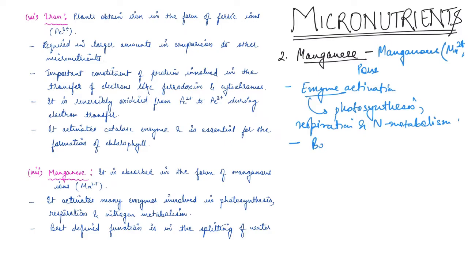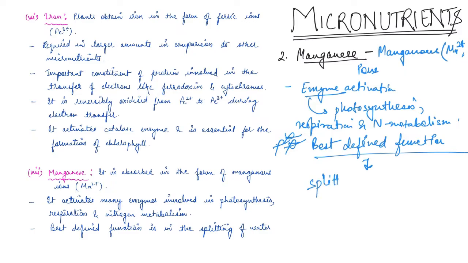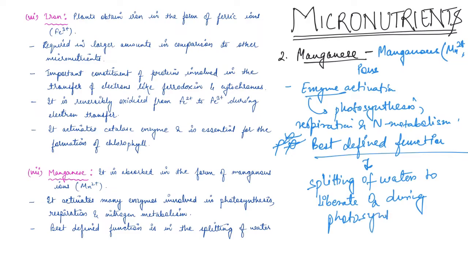Now, what is the best defined function of manganese? Very important point, guys, very, very important point. The best defined function is splitting of water to liberate oxygen during photosynthesis. Remember, always remember this point. This splitting of water during photosynthesis happens because of the presence of manganese. Very, very important point, guys.